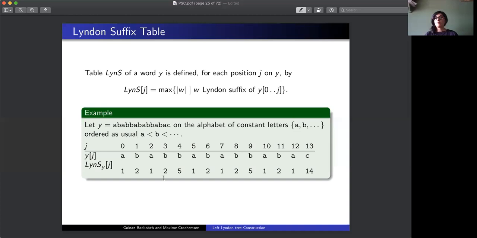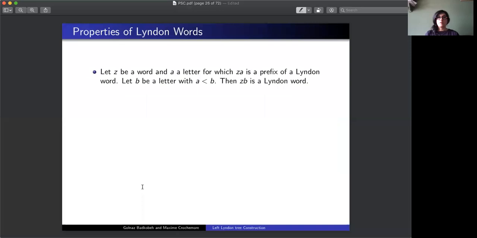Okay, so some properties of Lyndon words that we used in our algorithm. The first one is that if you have any Lyndon word and you take any prefix of this Lyndon word, let's call it ZA. It doesn't have to have any property, any prefix of this Lyndon word. And this letter A, you replace this with any letter bigger than A, let's call that B, then ZB is a Lyndon word.